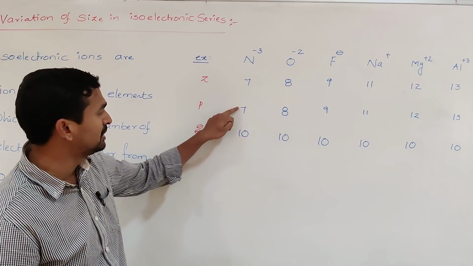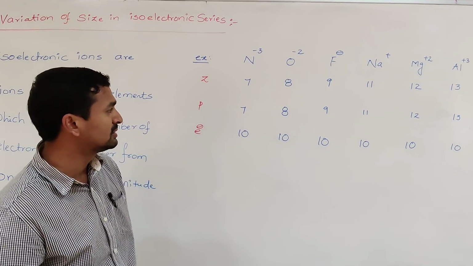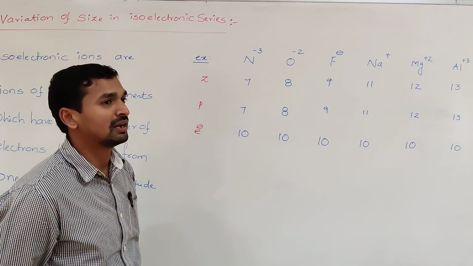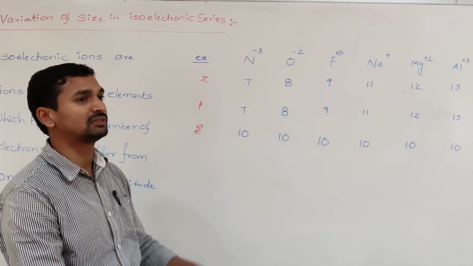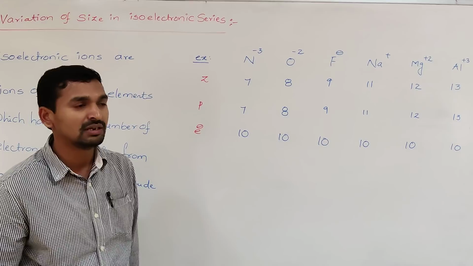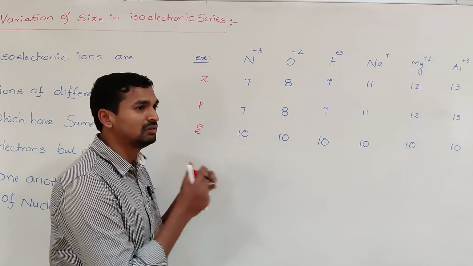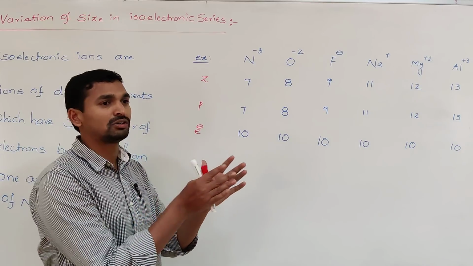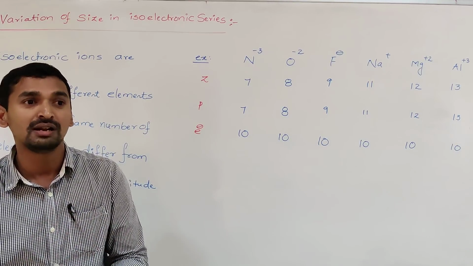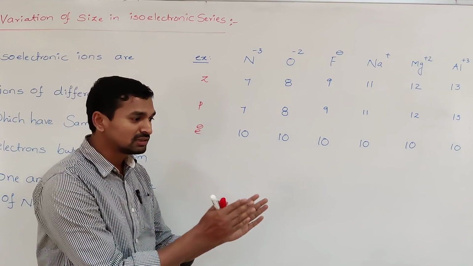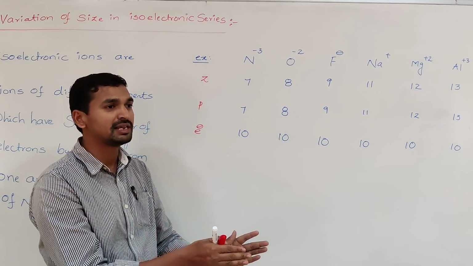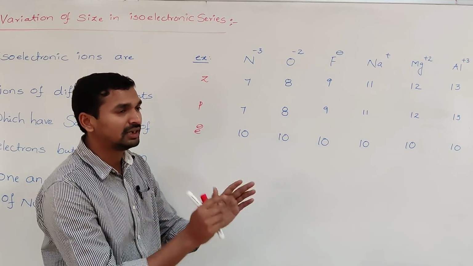Because whenever you distribute this positive charge over these 10 electrons, wherever the positive charge is more, there the electrons are experiencing more positive charge from the nucleus. When they experience more positive charge from the nucleus, definitely they are strongly attracted toward the nucleus. When they are strongly attracted toward the nucleus, the distance from the center of the nucleus to the outermost shell electrons decreases. So the distance decreasing means the atomic radius or ionic radius decreases.